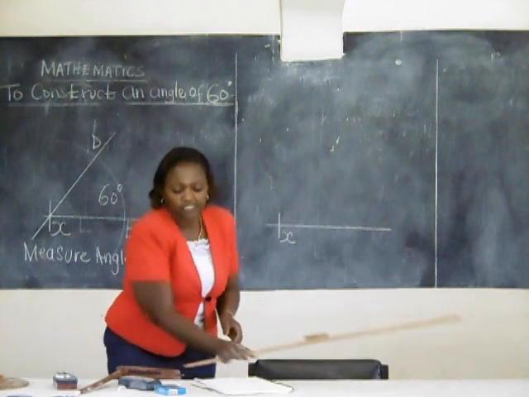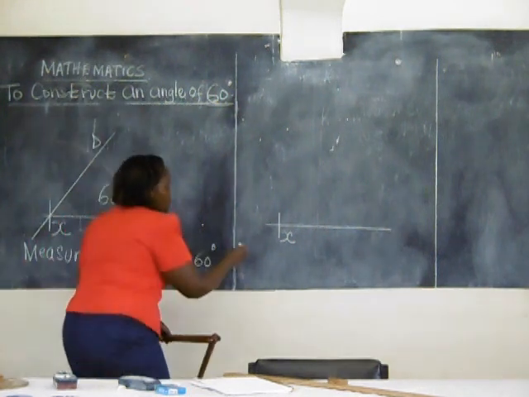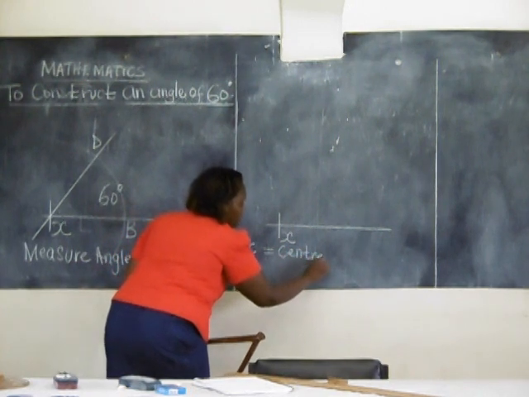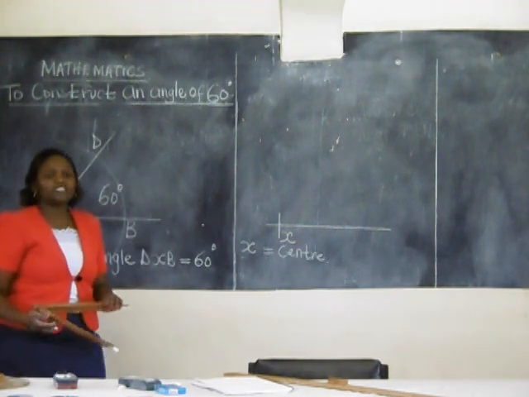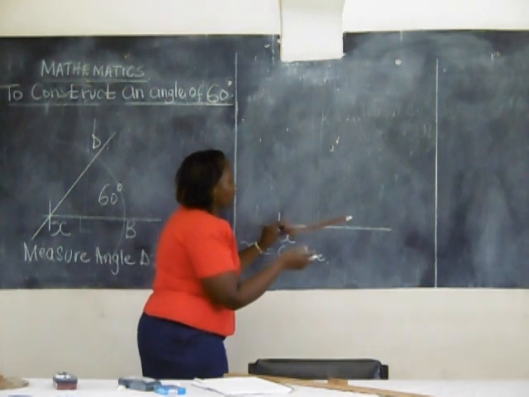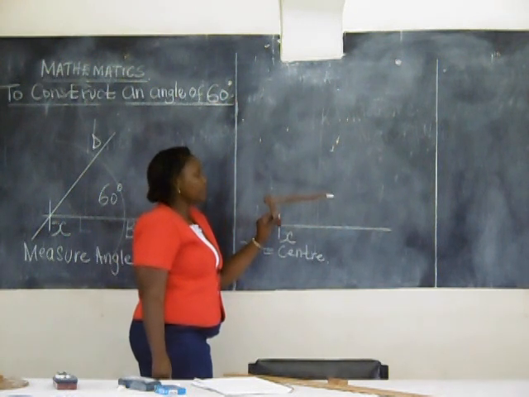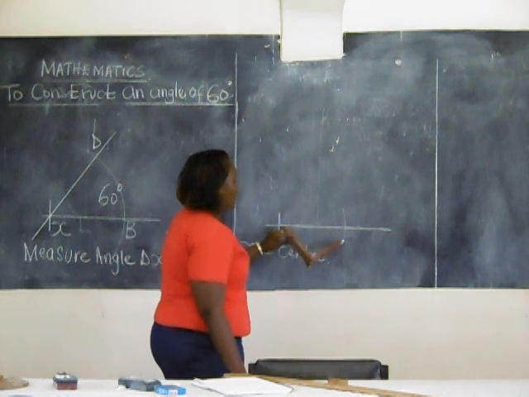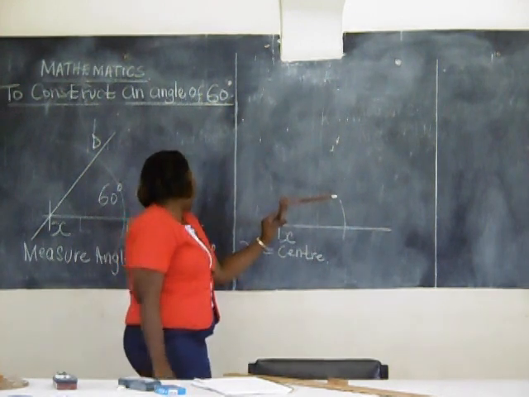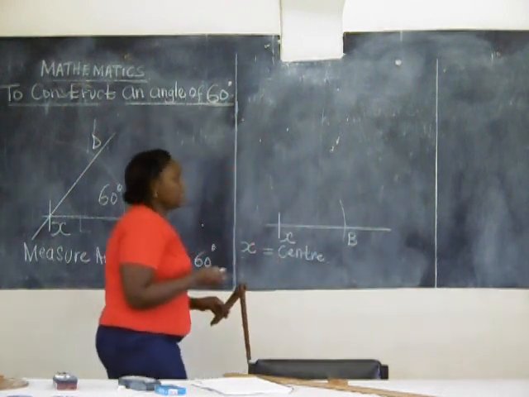Good. Now, take your pair of compasses. X is your center. X being your center, place your pair of compasses here, with a radius of your own choice and maintain that radius. Draw an arc there. Have you done that? Good. This arc, we are also going to call B.